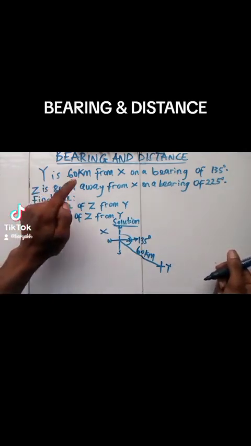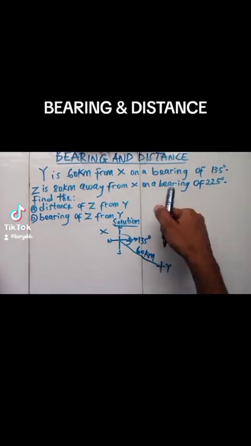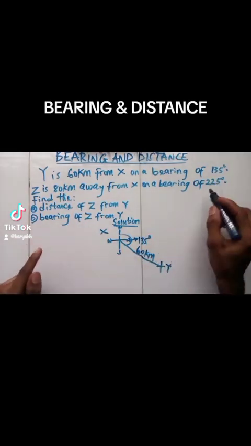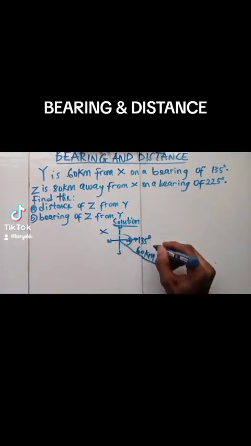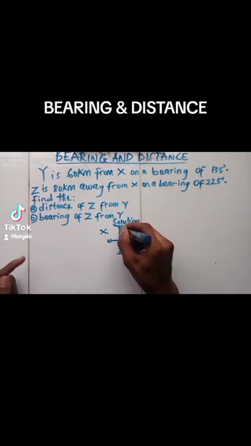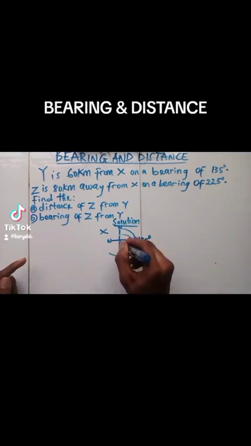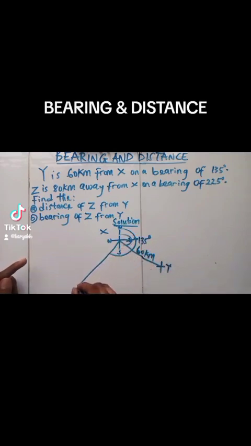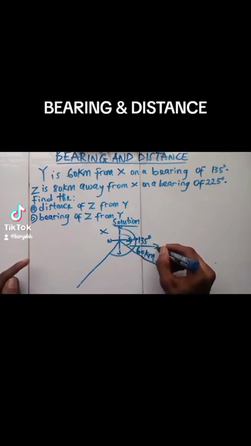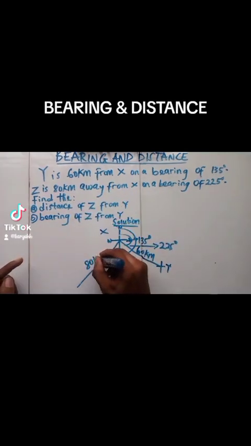The next thing is to continue the statement. Z is 80 kilometers away from this same X on a bearing of 225 degrees. So I need to show, from this same X, my Z at 225 degrees. Starting from north, calculate 225. Since from here it is 0, 90, 180, 225 should fall within this quadrant. So I will calculate and stop somewhere such that the total bearing is 225 degrees, and the distance is 80 kilometers from X. So this is simply my Z.